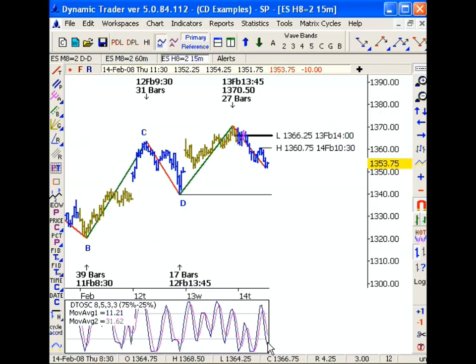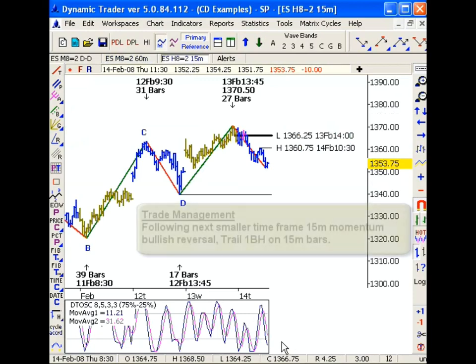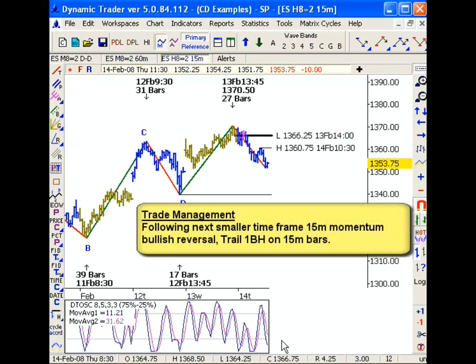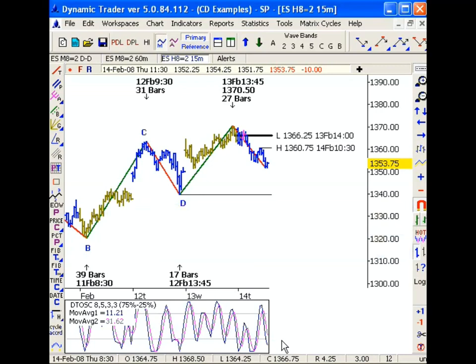following the next 15-minute bullish reversal at the trailing 1-bar high. So the next 15-minute bullish reversal. And notice that we're exiting on similar conditions to how we entered. We began our entry strategy when the 60-minute momentum was overbought. Then we went to the 15-minute, looked for the next 15-minute bearish reversal to initiate our entry strategies. We're doing the same on our exit strategy in this fairly short-term trade.